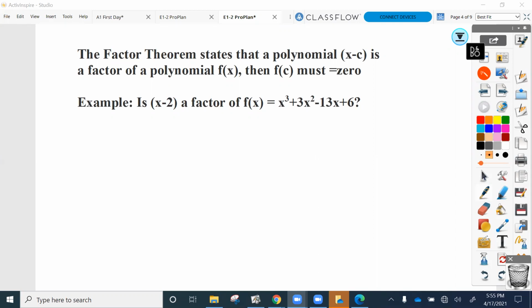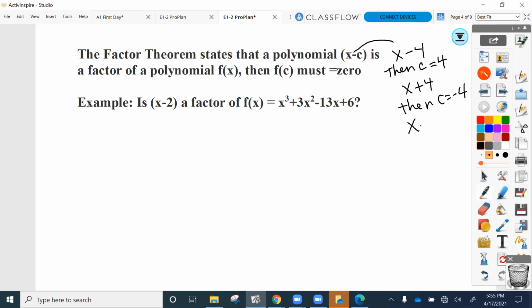So just remember that if you get something like, let's say x minus 4, then your c value is going to be equal to positive 4. If you have x plus 4, then your c value is going to be negative 4. Okay, because it has to be x minus something. And you can put x plus 4 in the form x minus something by writing it as x minus negative 4, which is why the c value would be negative 4.